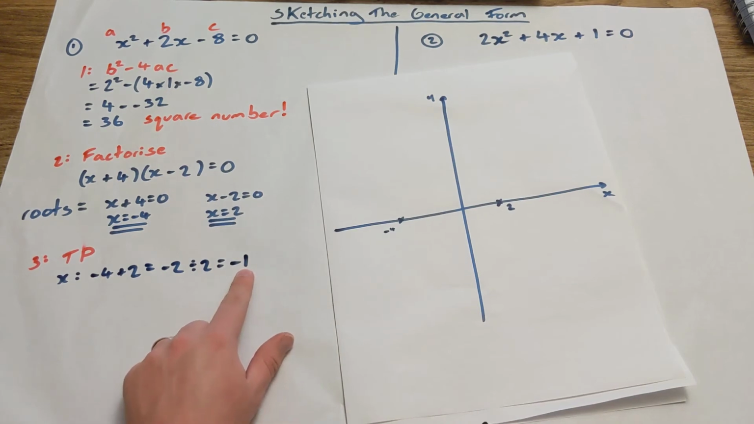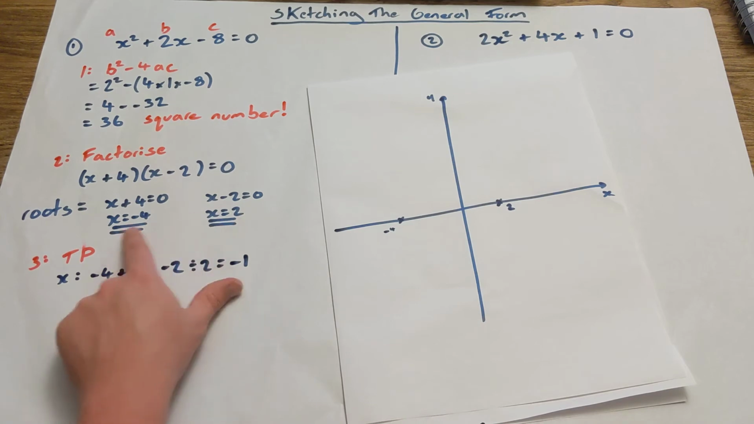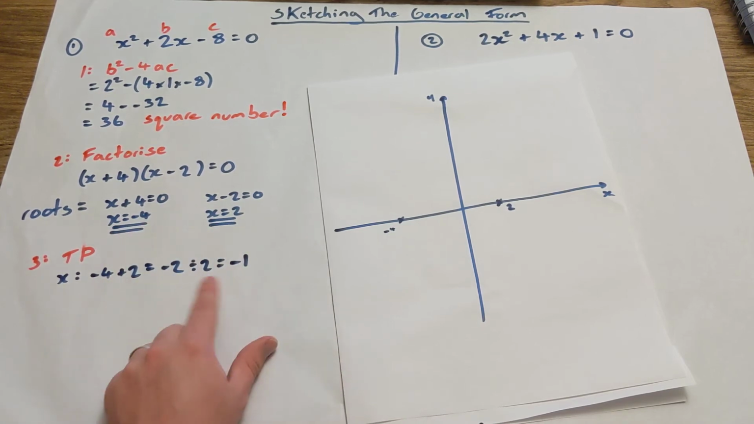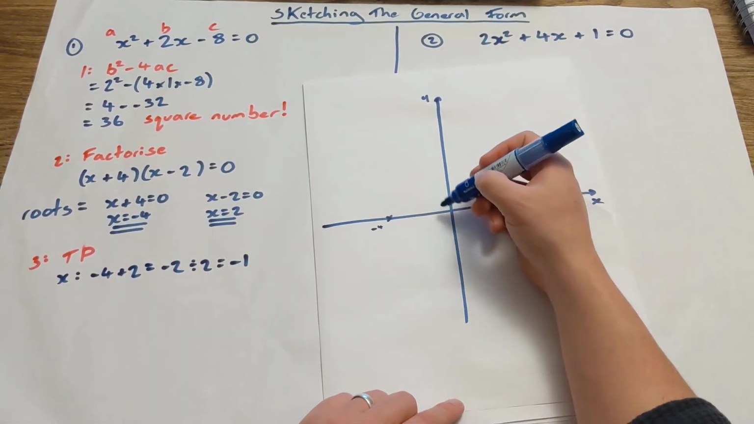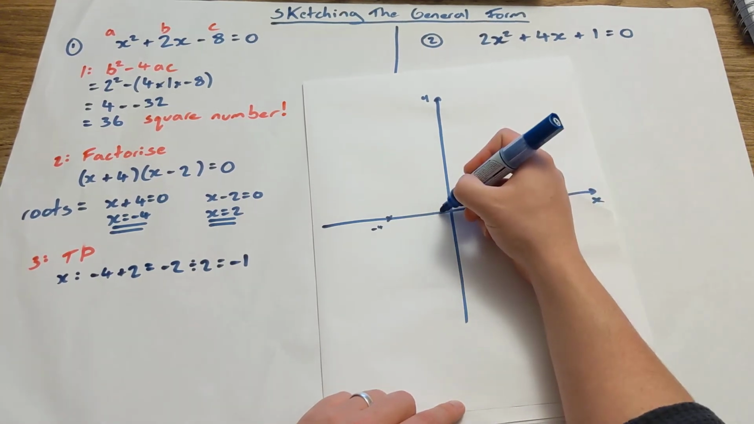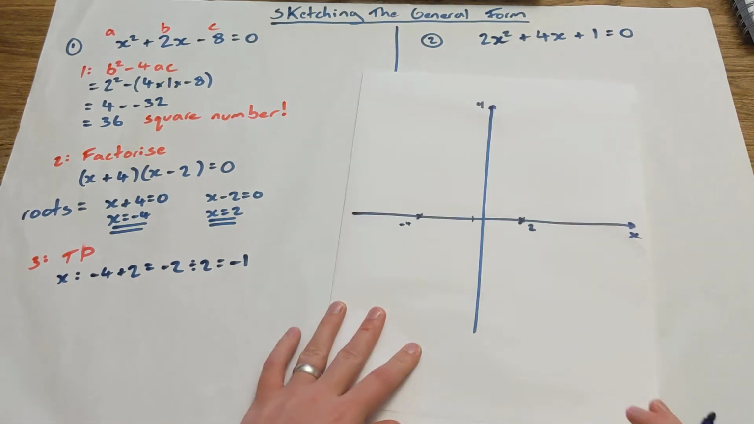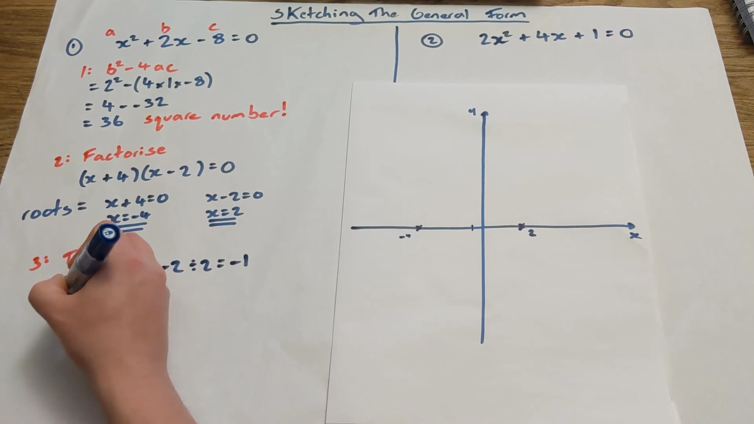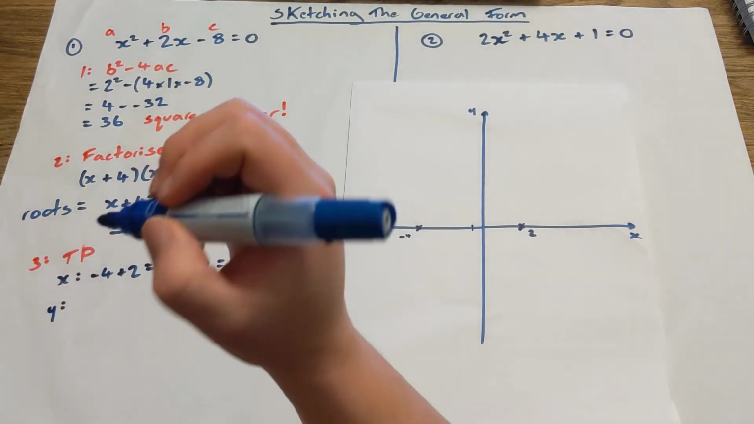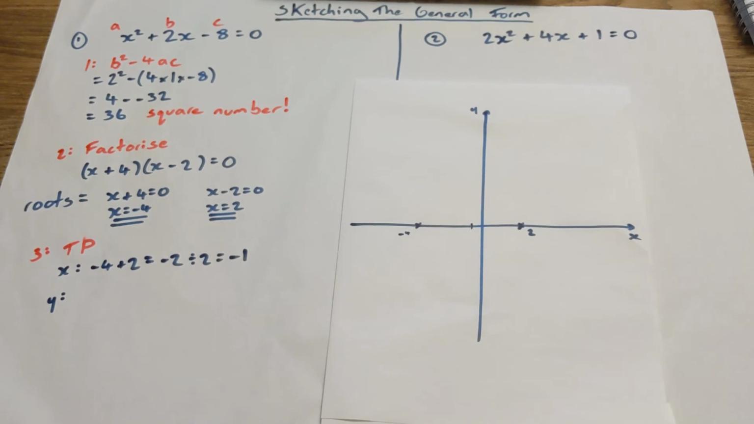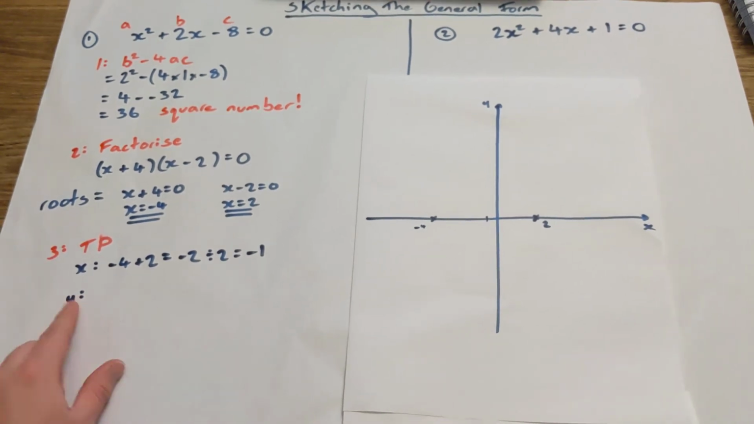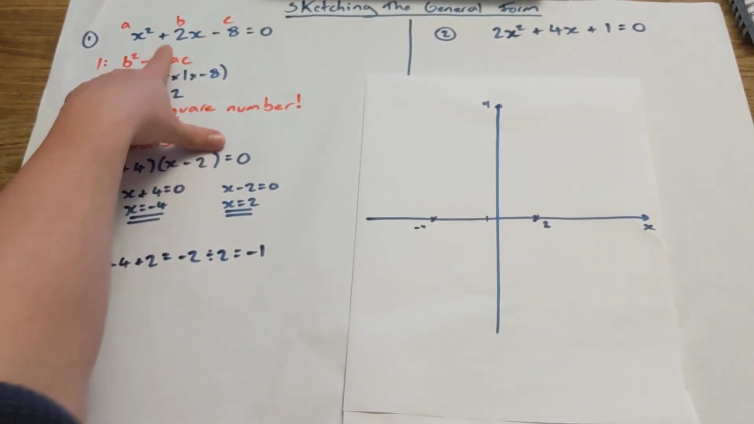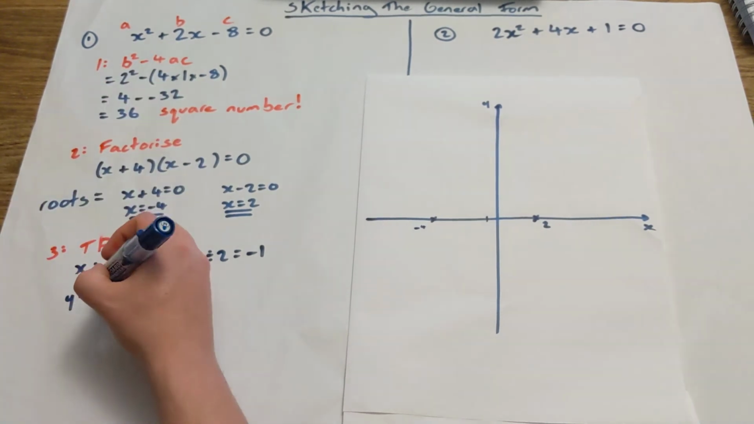So the x value of the turning point is the point that's exactly between these, because it's symmetrical, and it's negative 1. So on my graph that's going to be about here. I'll just make a little mark here. But remember, that's only the x value. We need to know the y value. So to get the y value, we've done this before. What you do is substitute your x value into your original equation.